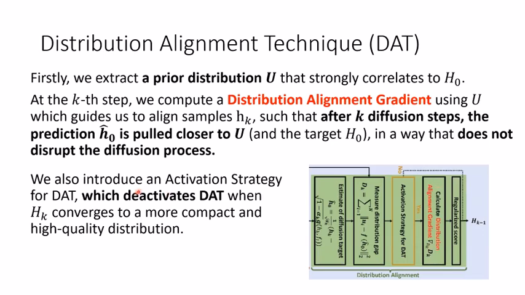We also introduce an activation strategy for DAT, which deactivates DAT when HK converges to a more compact and high-quality distribution, as shown in the figure here as well. Please refer to the paper for the details.